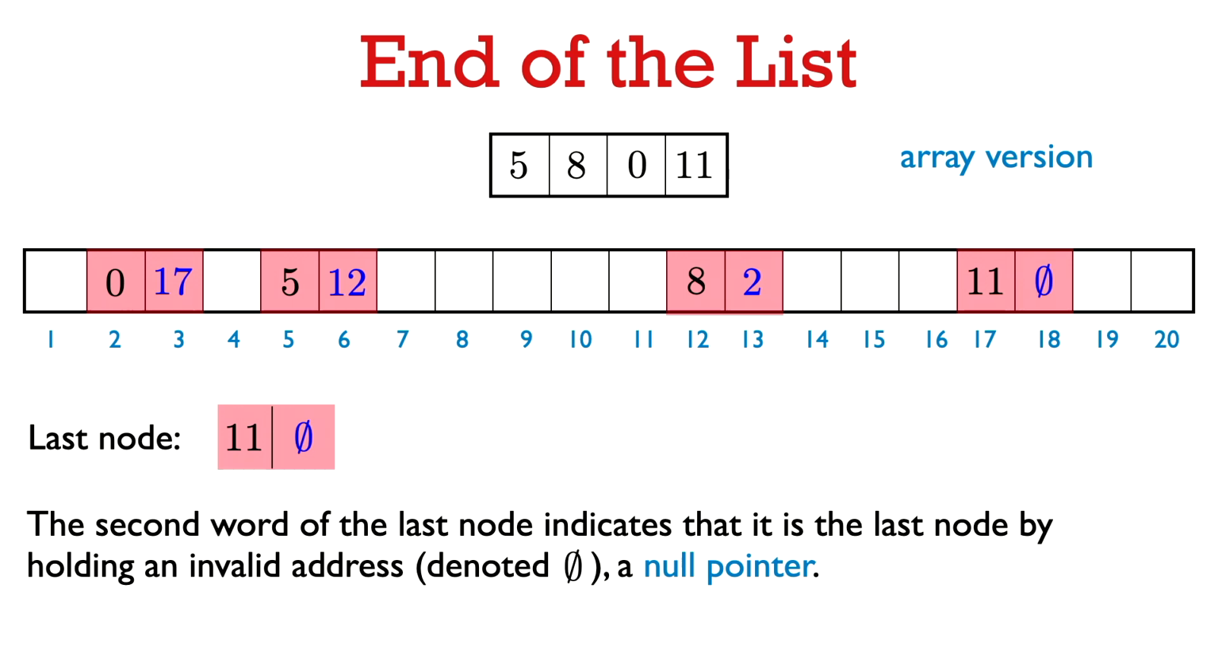So all that does is indicate that there are no more nodes in the list, right? Since this is an invalid location of memory, a memory location that doesn't exist, that tells us that there are no more nodes in our list. We have reached the end of the line.